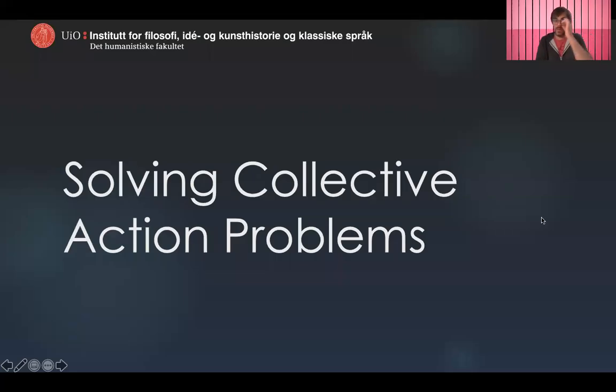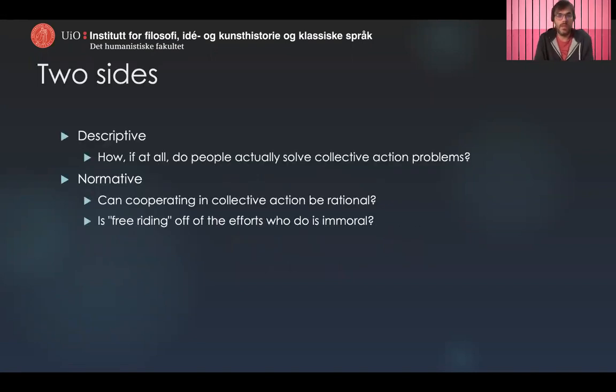Okay, so now let's think about how to solve collective action problems. There are two sides again to solving collective action problems. One is a descriptive and one is a normative aspect of this issue. The descriptive aspect is to ask how, if at all, do people actually solve collective action problems? I mean, do they ever solve them?